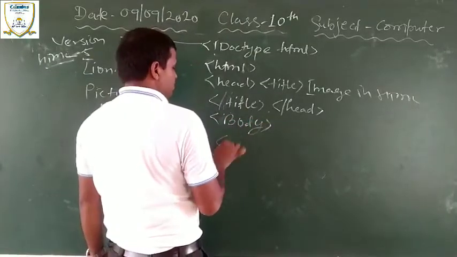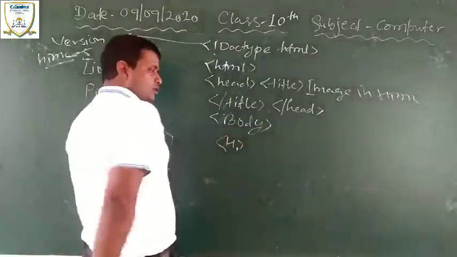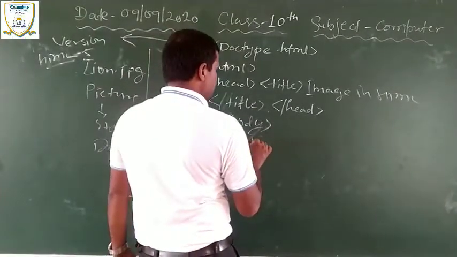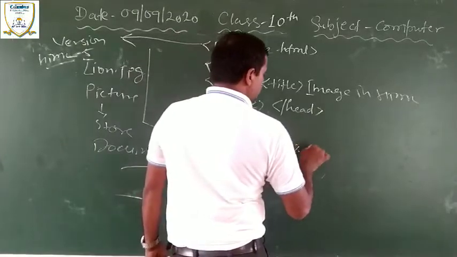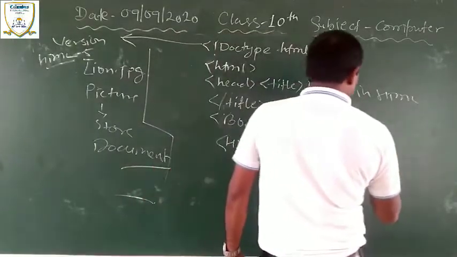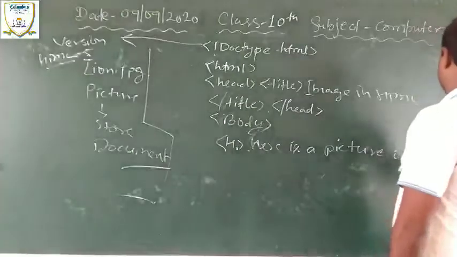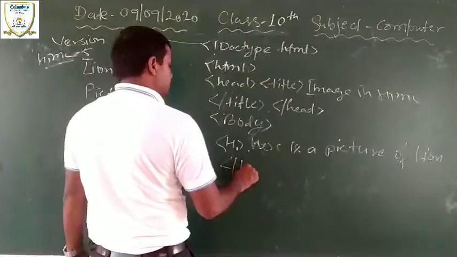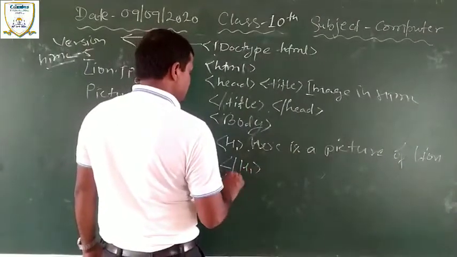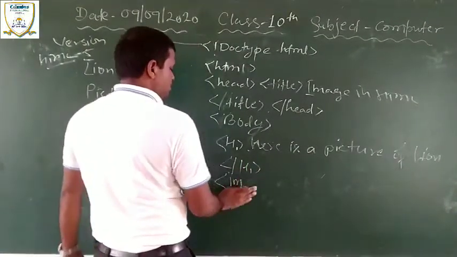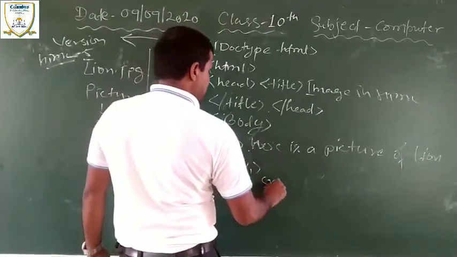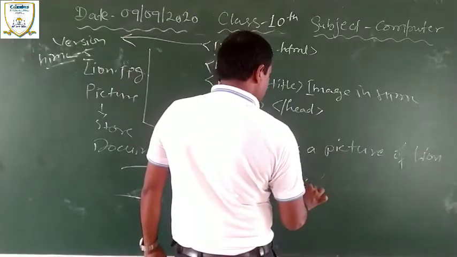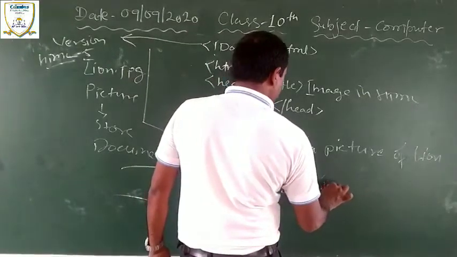In the body you have to write an H1 heading: "Here is a picture of lion", and close the heading tag H1. Then insert the img tag, the image tag. Insert the img src. What is the image? Lion. lion dot jpg.